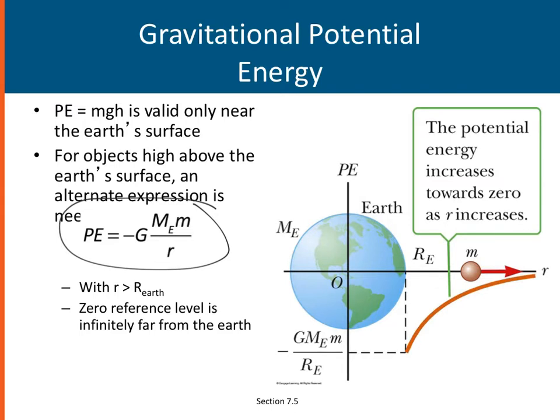So basically the rule of thumb is you would use it if the radius or the distance away is bigger than the radius of the Earth. So anything out above the radius of the Earth. Things fairly close, we can use mgh.